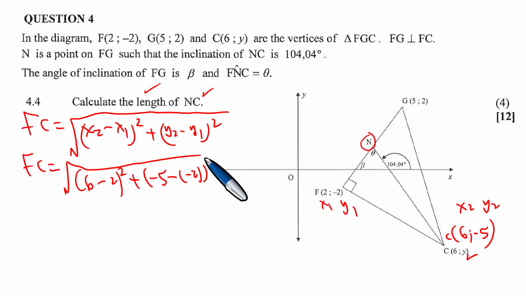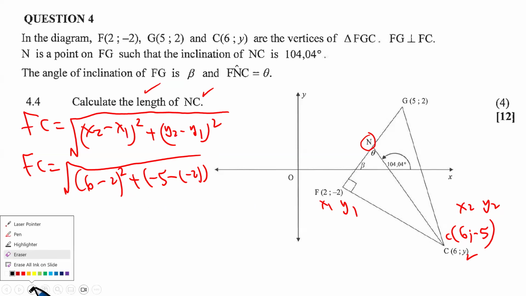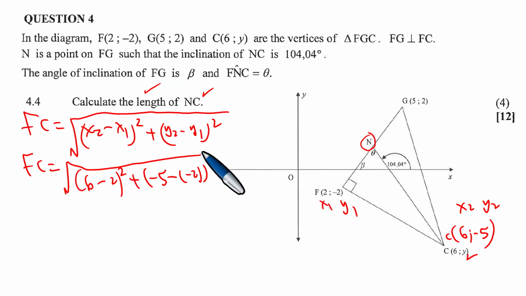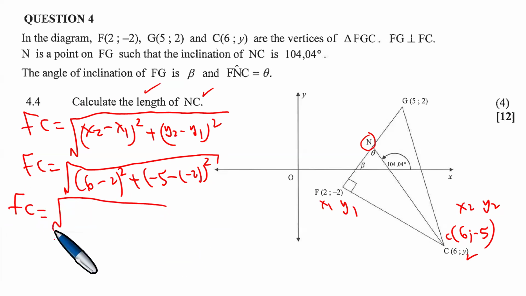All of this is under the square root, so you square that. In the end, you have 6 minus 2, which is 4. You square that to get 16, and we have -5 plus 2. You can write it like that.